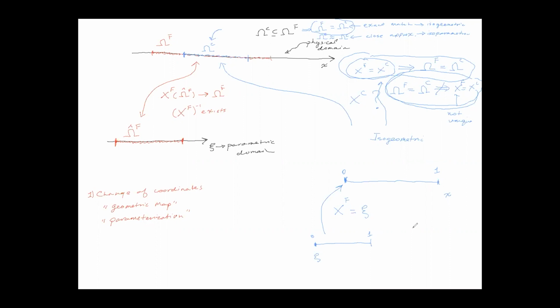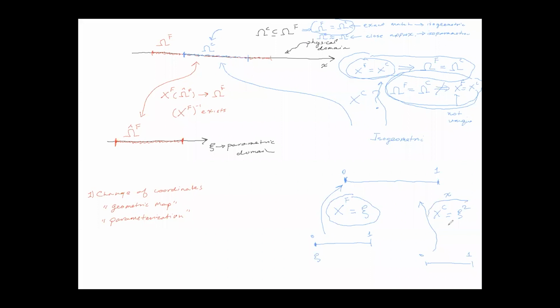Okay, now why don't we make our geometry X sub C equal to XC squared? Okay, so the endpoints still map. So 0 squared is 0, so it maps there. 1 squared is 1, so it maps there. But the internal points don't map the same way. See how these parameterizations are different?